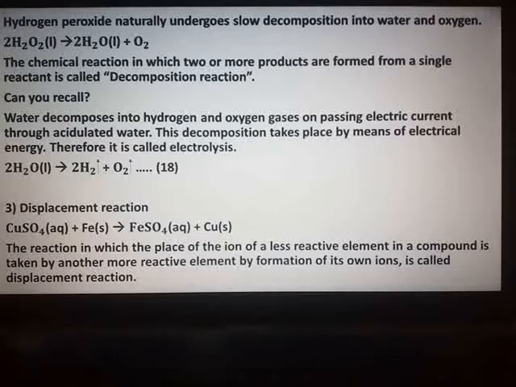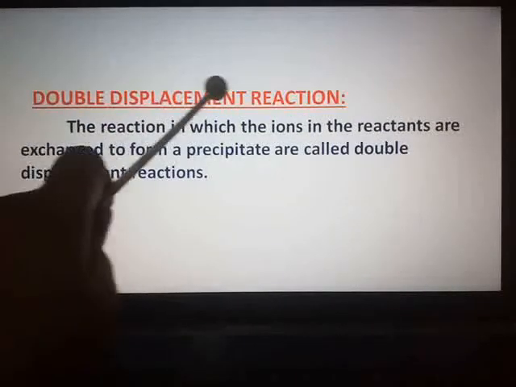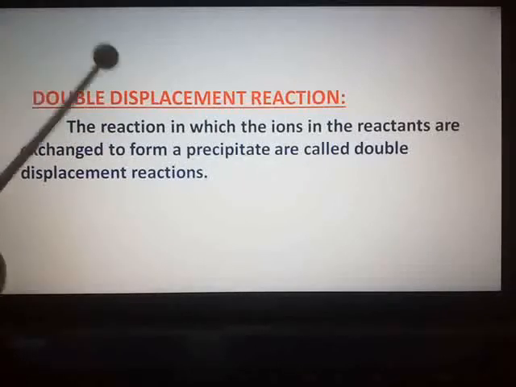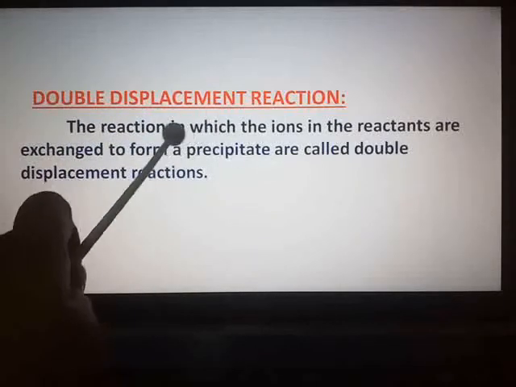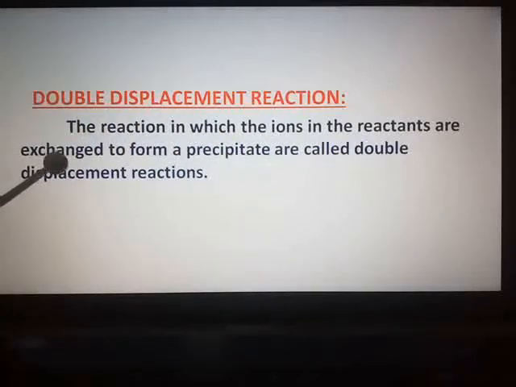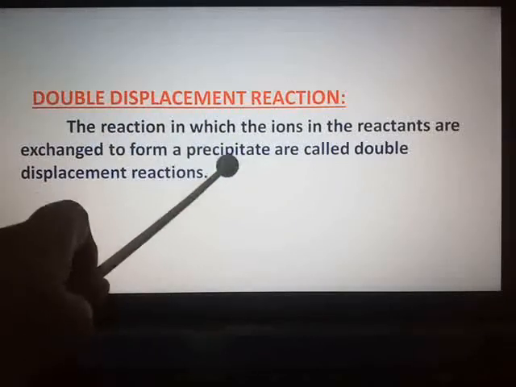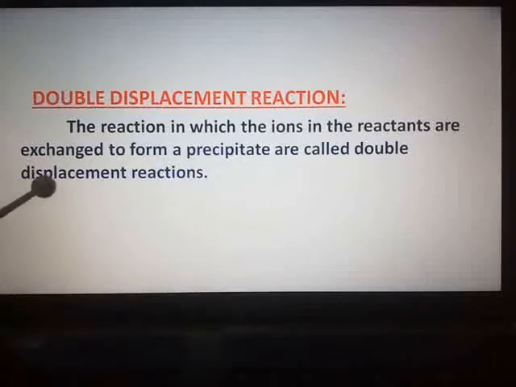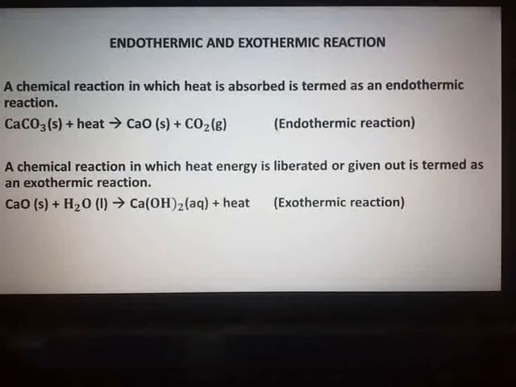And towards the end we had studied double displacement reaction. Here in this reaction a precipitate is formed. So the reaction in which the ions in the reactants are exchanged to form a precipitate is called double displacement reaction. And towards the end we had studied endothermic and exothermic reactions.